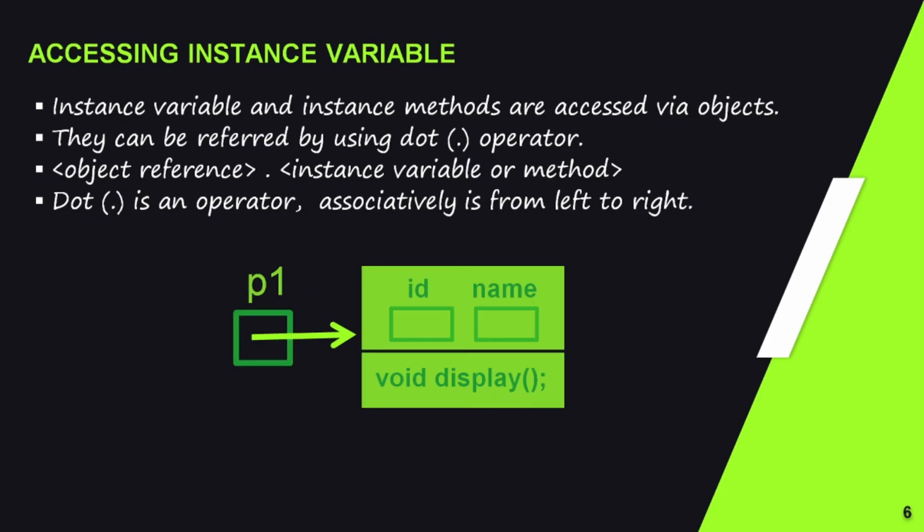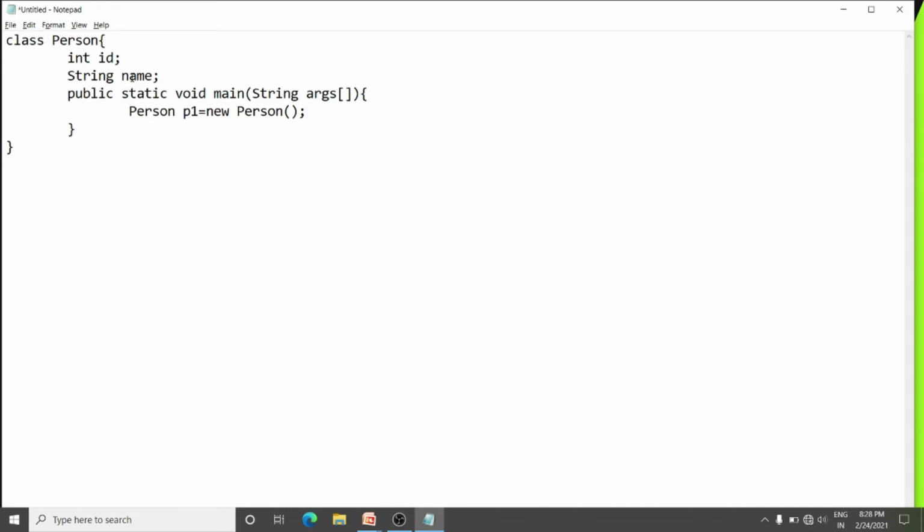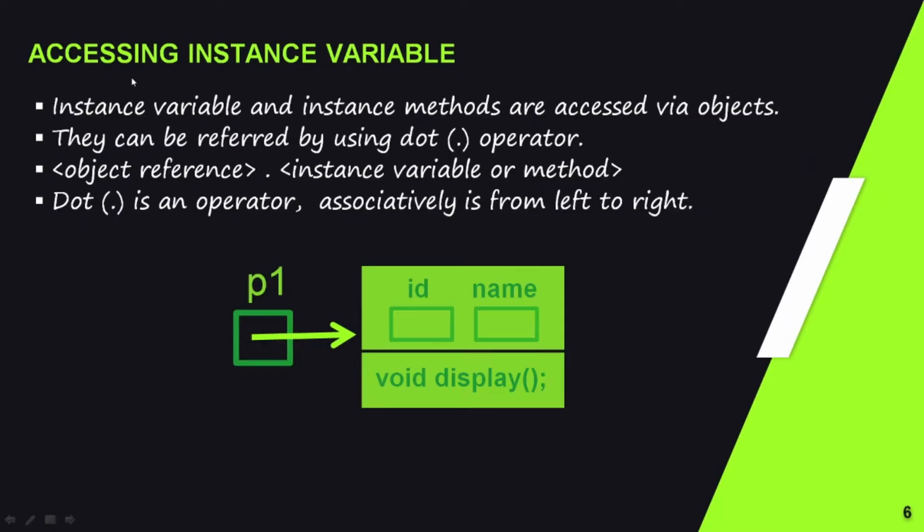Here we will see how to access the instance variables, integer id and string name. We have to use dot notation to get the value of an instance variable and instance method via an object. With dot notation, the reference to an instance variable or method has two parts: the object on the left side and the variable or method on the right side. So we can say that dot is an operator with left to right associativity.